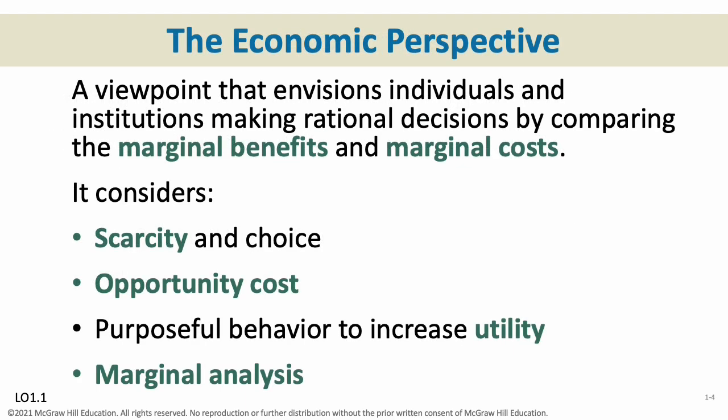Now, from an economic perspective, this is a viewpoint that envisions individuals and institutions making rational decisions by comparing both marginal benefits and marginal cost. It considers things like scarcity and choice. Once again, products and services we can't make unlimited amounts of, and we have to determine what we're going to make at the expense of others. Opportunity cost is the situation where if you pursue one alternative, what are you giving up to do this? So if we own a factory and we make computers, cell phones, and tablets, if we decide to make more tablets, the opportunity cost would be the amount of computers and cell phones we're now no longer making that we had to give up to make more tablets.